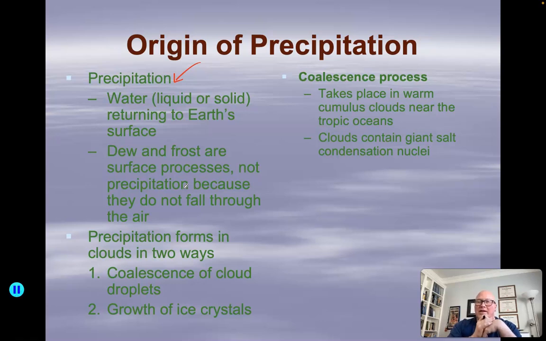So this coalescence process usually happens in warm cumulus clouds in the tropical ocean. This is where most of the water that ends up raining on us or snowing on us or sleeting on us usually comes from, the tropics, before it gets dumped on us. So clouds contain a great deal of condensation nuclei, typically salt particles.